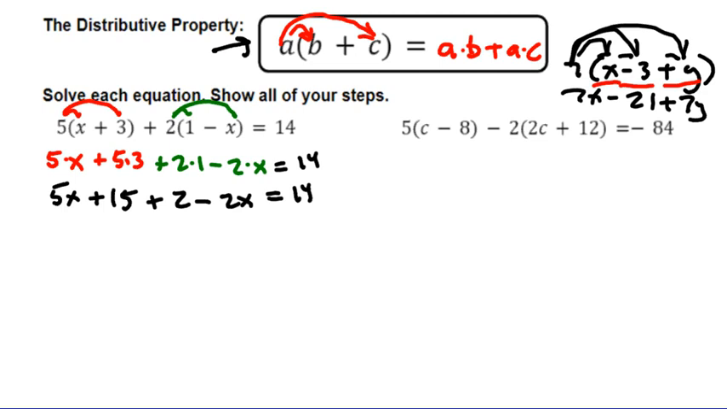And now we are going to do a little collecting. So here's a variable, and here's a variable. So let's add those guys together. So 5 and negative 2. I got 5 x's here, and I take away 2. So that's going to give me 3 x's. And then with my numbers, let's see, I haven't used blue yet. You have 15 here, and you have 2 here.